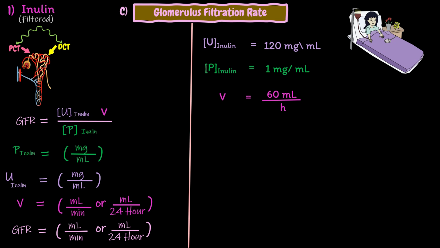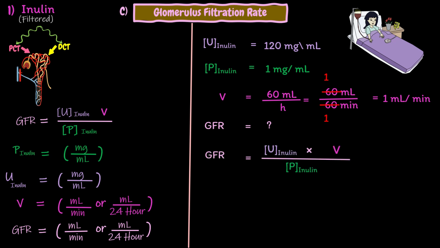Let's make it simple. Urine flow rate is 60 milliliters per hour. Now in the next step, 60 milliliters divided by 60 minutes, as 1 hour is equal to 60 minutes. 60 once the 60, and 60 once the 60. So urine flow rate becomes 1 milliliter per minute. Now, what is the patient's glomerular filtration rate?